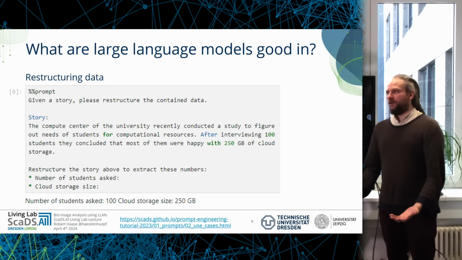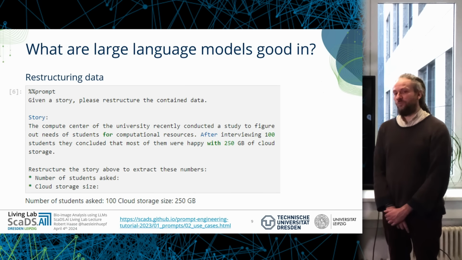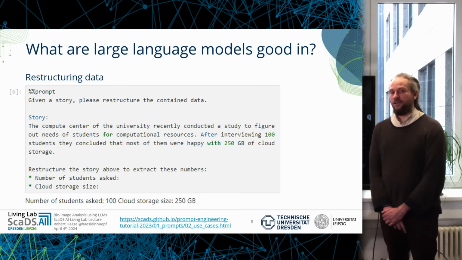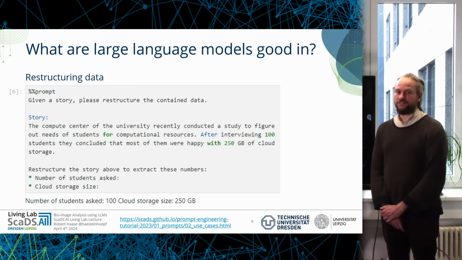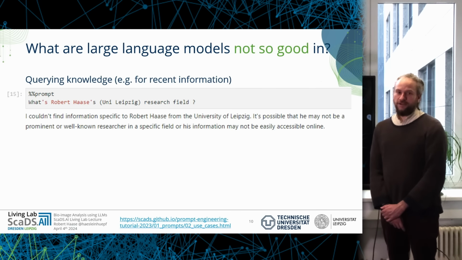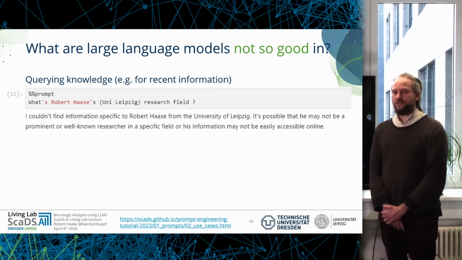So if you think now you have 1000 emails from students who were mentioning some numbers and you would like to extract them with a language model, you can do this more or less fully automatically, also with high reliability. So that spares a lot of time. You do not have to read these emails and do this manually anymore. So for these kinds of tasks, it's a great tool. There are also tasks where it's not so good. For example, querying knowledge, in particular for recent information.